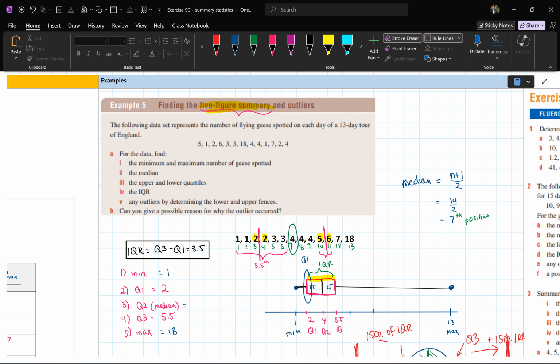So 5-number summary. You've got a box plot. How do you do it and what does it mean? That's probably the more important part. Okay, so it's not just the how. It's why do we do it? Why does it work? All right, I'm going to stop the video here.